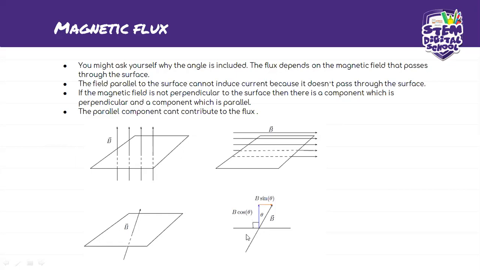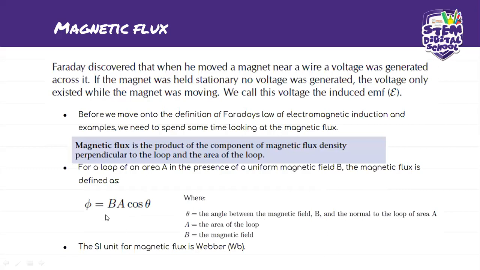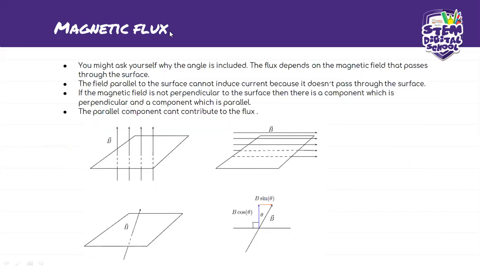If this is our surface that is horizontal like this, it's basically parallel to the B sine theta. So we cannot use B sine theta because it's parallel. What we're going to use is B cos theta. This is our perpendicular component, and that is why we have this component in our formula, so it's BA cos theta. Understood, guys? I hope this makes sense to you.